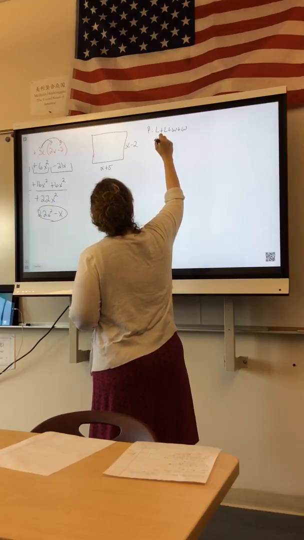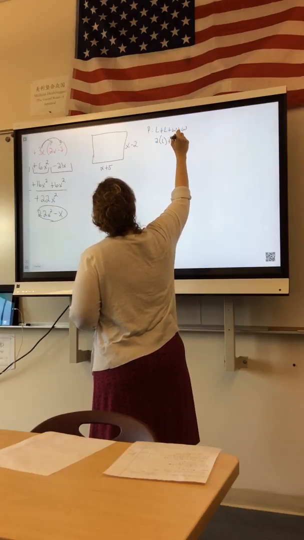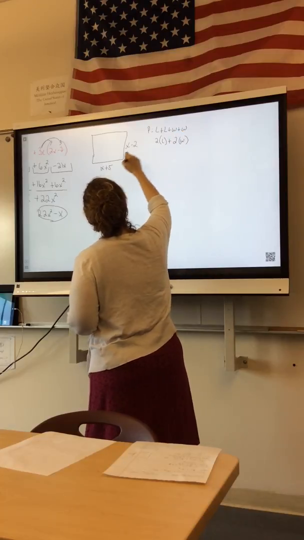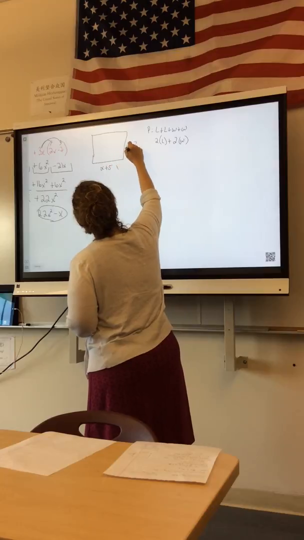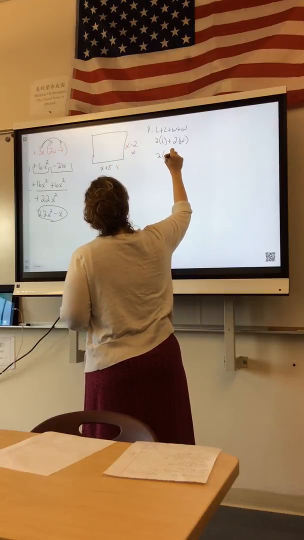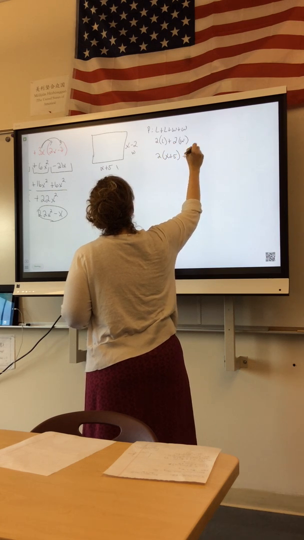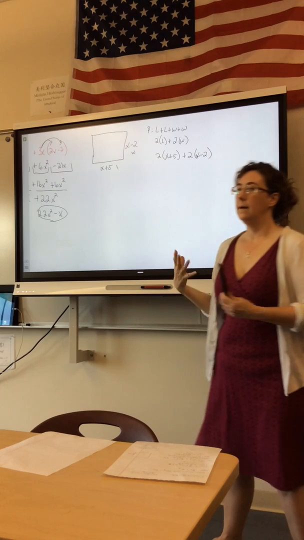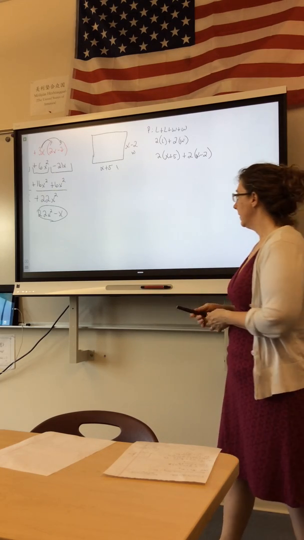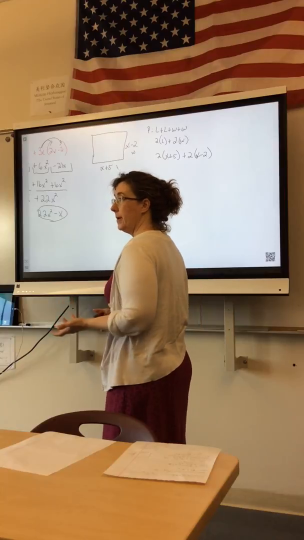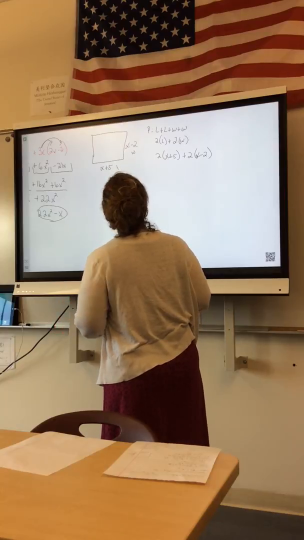And 2L plus 2W. So if I make this my length and this my width, we have 2 times x plus 5 plus 2 times x minus 2. And then I can just distribute, and then I can combine like terms to find out what the perimeter of my rectangle is.